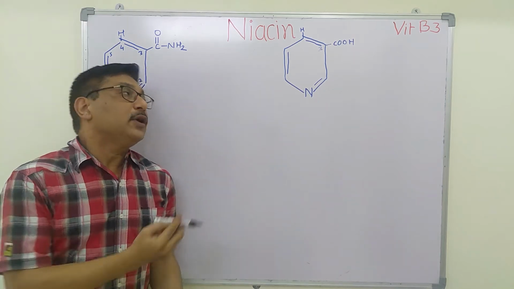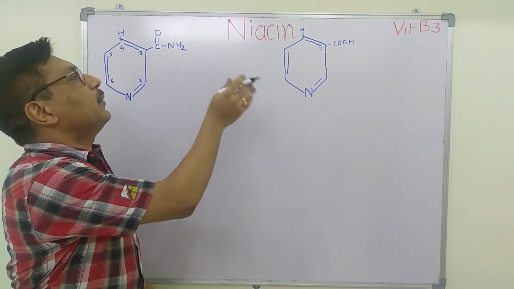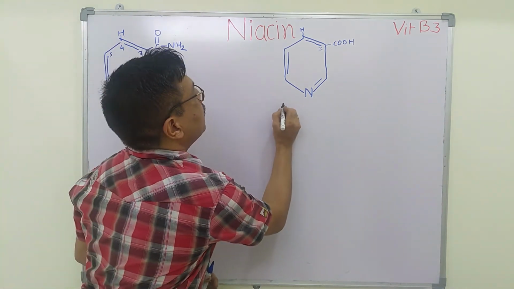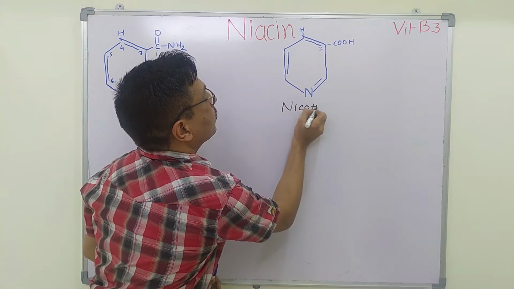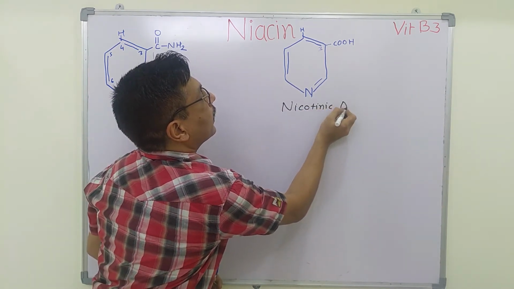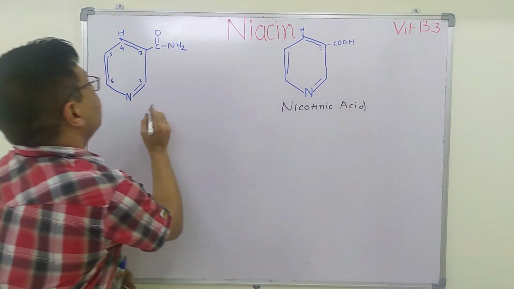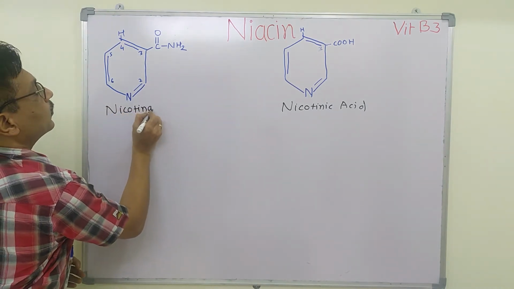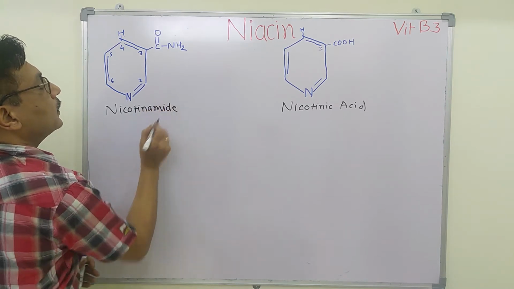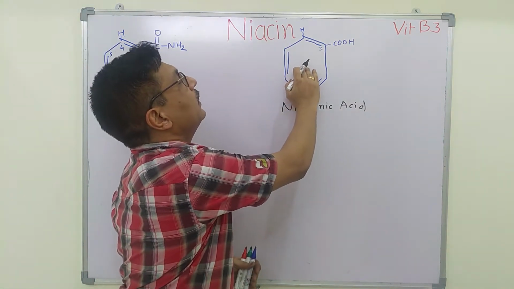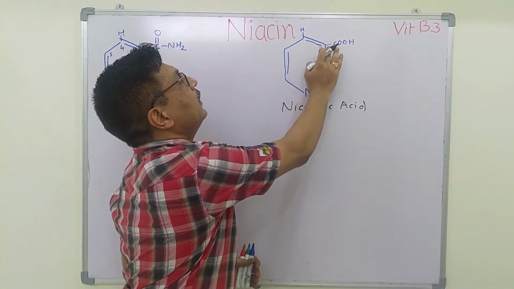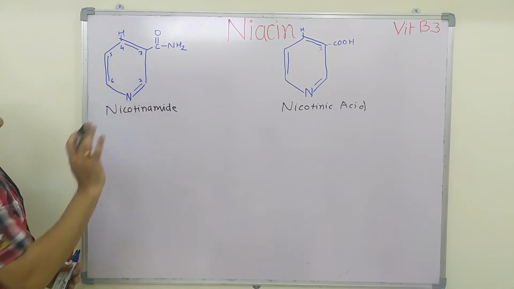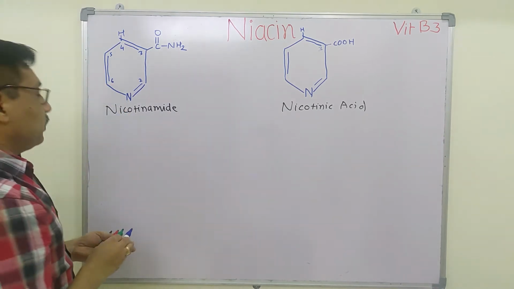Hello students, coming to another water soluble B complex vitamin, niacin. Niacin is the generic name used for nicotinic acid and its amide derivative nicotinamide. Chemically it is pyridine 3 carboxylic acid, and nicotinamide is its amide form.